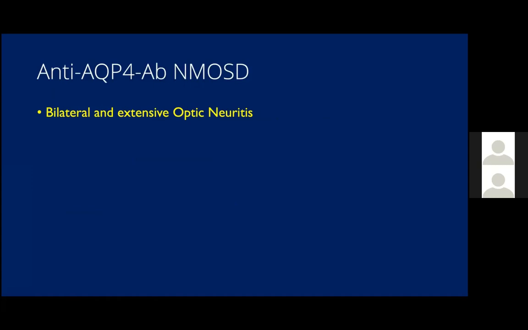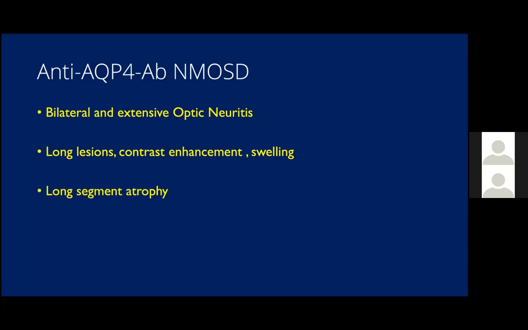In optic neuritis, it will be bilateral and extensive, as in our case, in anti-aquaporin 4 antibody NMO syndrome. And these lesions are long lesions. They show contrast enhancement, and in acute settings they can present with swelling of the optic nerves. And then they can lead to long segment atrophy, as we see in our case.